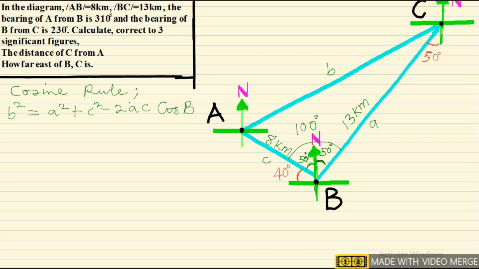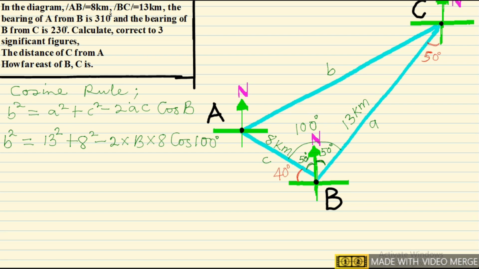Having written that, we have b squared, the square of the side we are looking for, equals, thank God I've labeled the sides before, 13 squared plus 8 squared minus 2 times 13 times 8 cos 100 degrees.